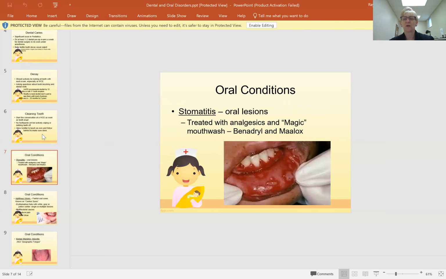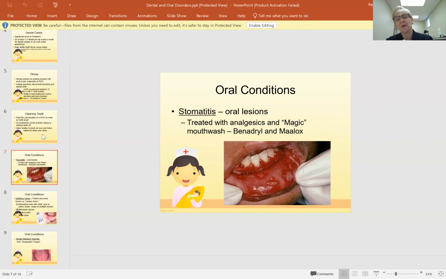So we're going to look at some oral conditions. This is stomatitis, oral lesions. There's not a whole lot we can do. There's not an antibiotic that's going to make this go away. If you've ever had an aphthous ulcer or stomatitis, you know how painful it can be, especially in smaller kids. They don't want to eat. They don't want to drink because it hurts. There's not a whole lot we can do about that.